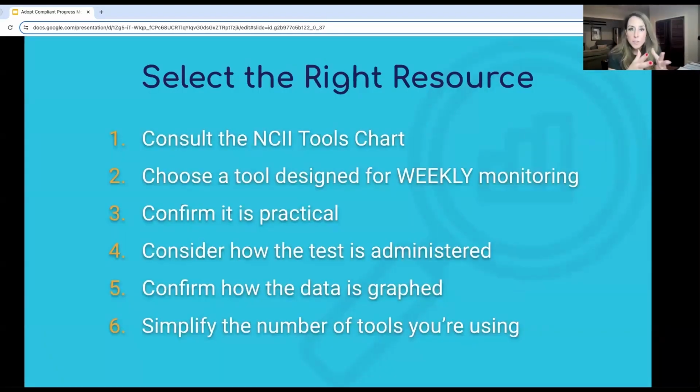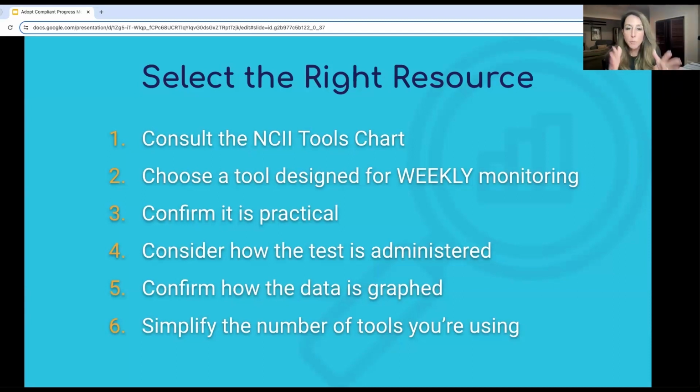So instead, when you're selecting a tool, look for progress monitoring tools with the following characteristics. Of course, start with the NCII tools chart. They have a comprehensive list of progress monitoring tools, and they show you how each tool meets their standard for technical rigor. Then, when you're talking to different providers or vendors, confirm the following to make sure you pick the product that's right for you.